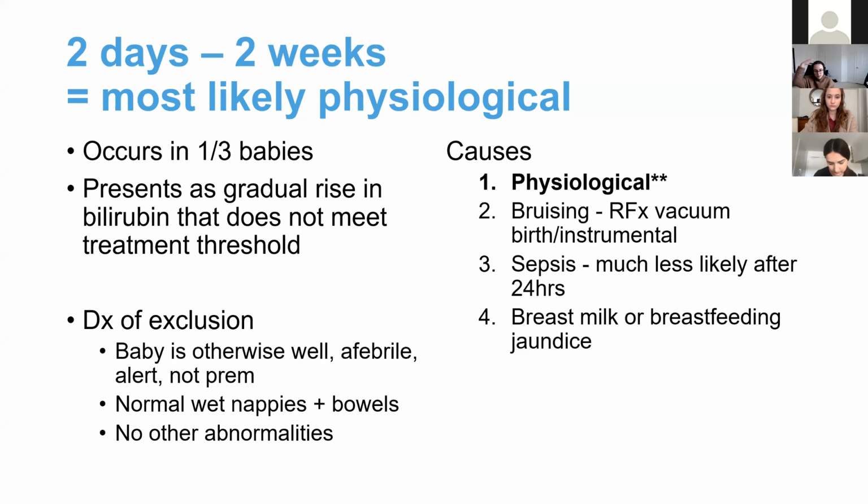So if the baby has like a massive cephalhematoma, as the body is resorbing those red blood cells and breaking it down, that's increasing the amount of bilirubin that's being circulated in the system. And again, the liver can't keep up with processing that, so you get a presentation of jaundice. Sepsis is another thing that we need to think about, but again is much less likely after the 24-hour period.